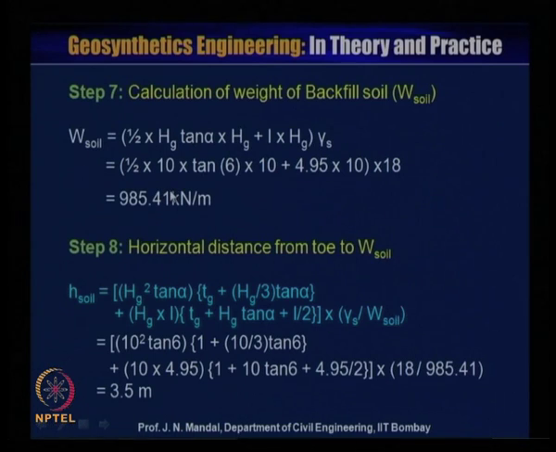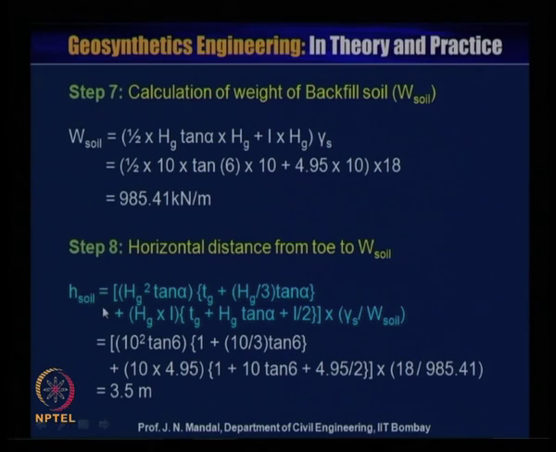So half Hg is 10, tan alpha is tan 6, Hg again 10 plus L we calculated 4.95 into Hg is 10 and gamma S is 18. So this W soil is 985.41 kilonewton per meter. Step 8, the horizontal distance from the toe to W soil.